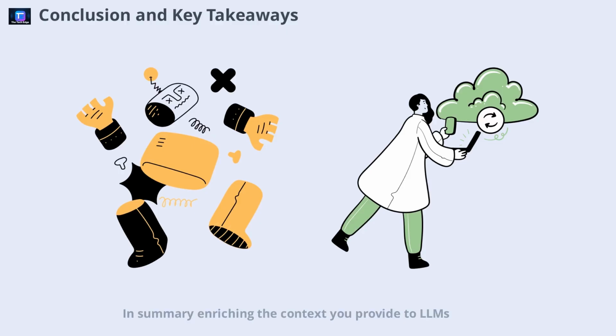In summary, enriching the context you provide to LLMs with relevant metadata can significantly enhance their capabilities. Whether it's through batch processing, on-demand retrieval, or leveraging metadata in search and internet queries, the right context makes all the difference. By understanding and applying these strategies, you'll empower your LLMs to deliver more accurate, relevant, and reliable responses, no matter the application.